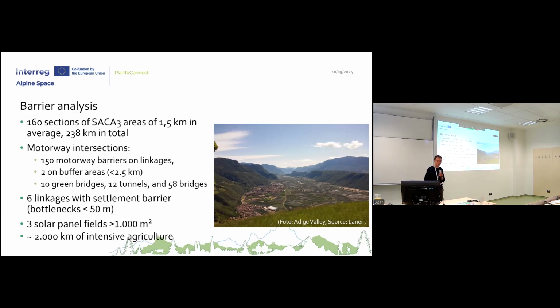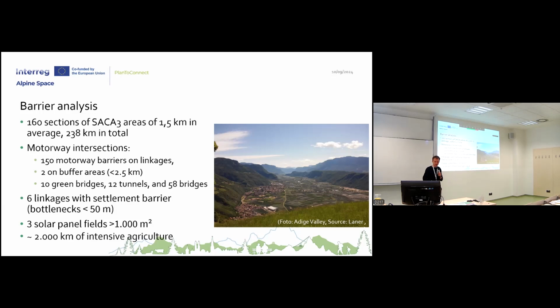regional corridors, and identified 150 motorway sections on these intersections, which are a real barrier. On the other side, we also identified motorway intersections where there are green bridges located, and this was quite interesting to me because I identified 10 green bridges on motorway intersections, and here the reality is actually confirming the model, because before we didn't know that a green bridge already existed.